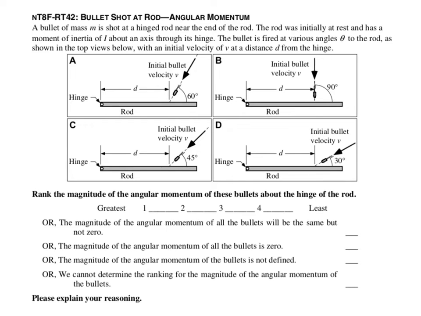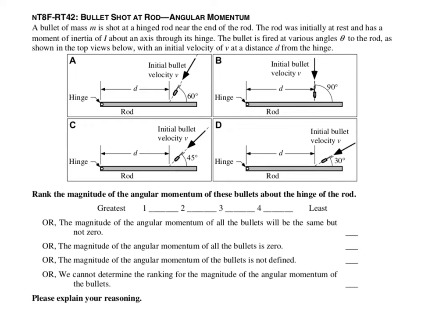Chapter 11, Sample Problem 13. A bullet of mass m is shot at a hinged rod near the end of the rod. The rod was initially at rest and has a moment of inertia I about an axis through a hinge. The bullet is fired at various angles theta to the rod, as shown in the top views above, with initial velocity v at an angle d from the hinge.